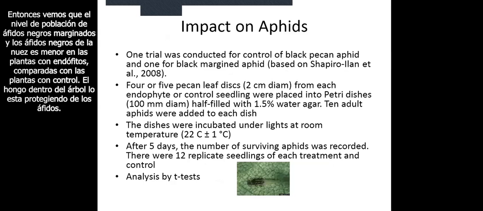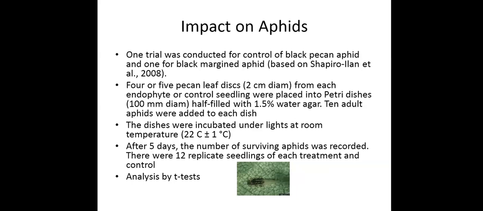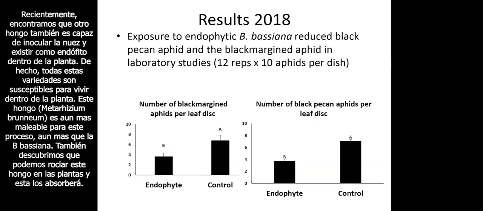For insects and aphids, we did this in greenhouse studies, taking leaf discs from pecan seedlings that had the endophytic fungus in them versus control seedlings that don't have the fungus. We then expose this to aphids. And you can see for black margin aphid and for black pecan aphid, the level of population of aphids is lower in the endophyte plants compared to the control. So the fungus inside the tree is protecting it against aphids.